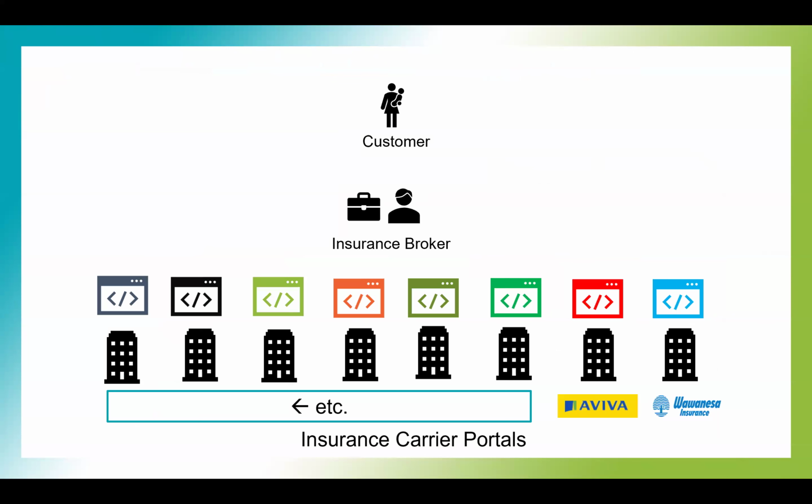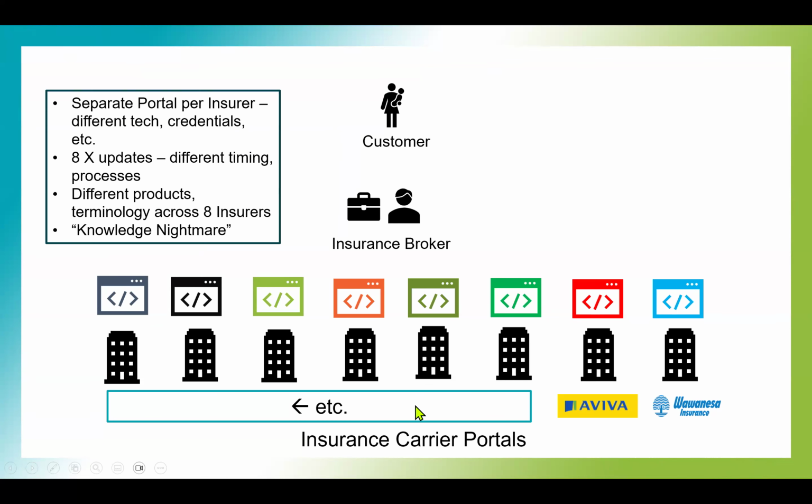So this is explaining the knowledge base issue. A customer comes into a broker and asks for a quote on a home policy, and the broker has to go to all of these different backends, or as many as they want to. Let's say they want to go to 6 or 8 different companies to get a quote. They have to go to a different portal for every insurer, which has different technology and different credentials for logging in. They do this 8 times, and each of them updates at different times with different processes. They call our products different things. They have different terminology across the 8 insurers. It's really a knowledge nightmare.